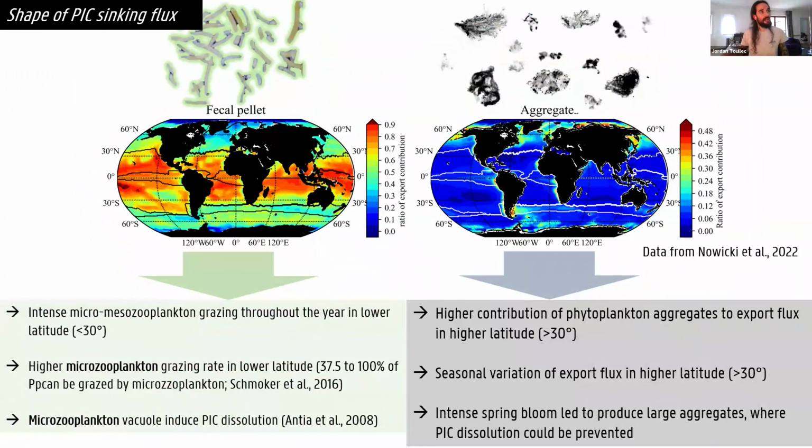If I look at the aggregates, we observe that aggregates contribute mostly to carbon export at higher latitudes. It's also important to note that we have much more seasonality in this region, meaning that when we start to have the bloom event, the spring bloom, we increase the biomass a lot, and at the end of this bloom event, we start to form aggregates. Grazers come and start to graze and produce fecal pellets. So it means that the aggregate flux is concentrated in a short period.